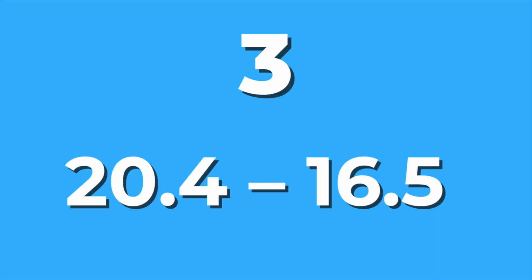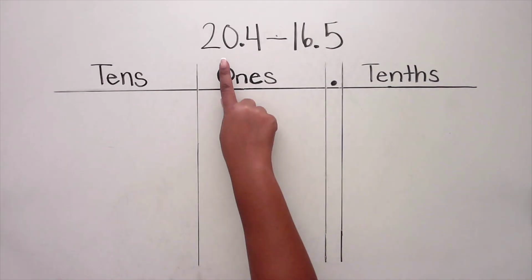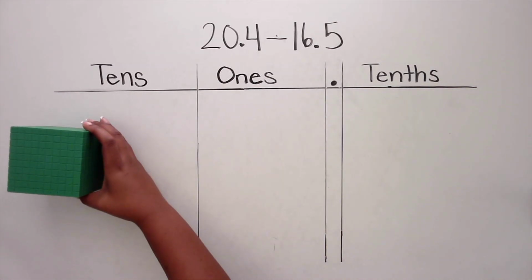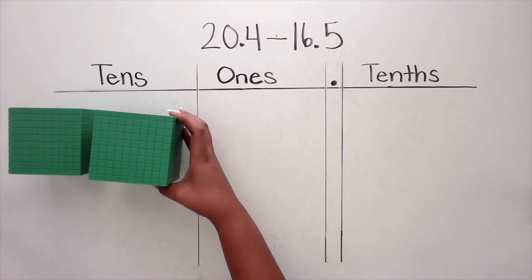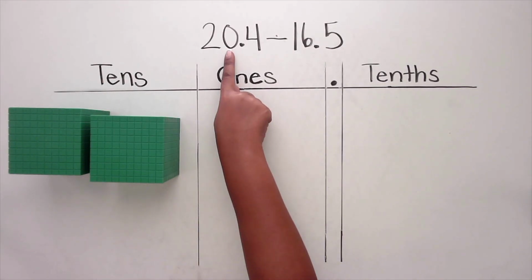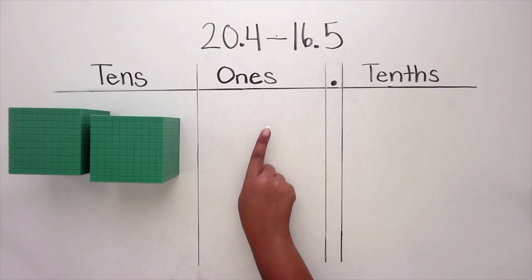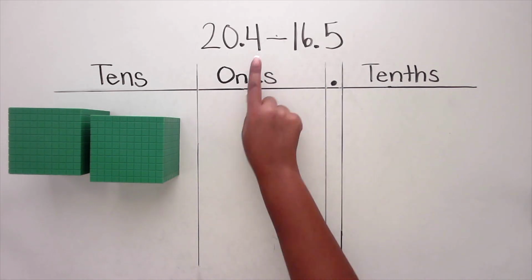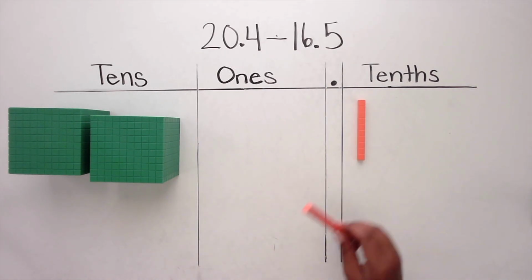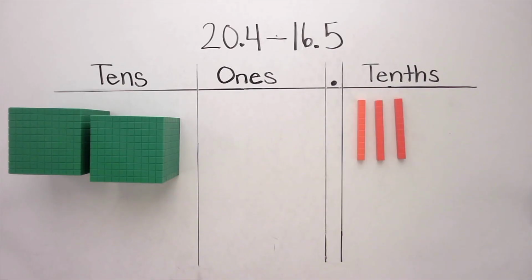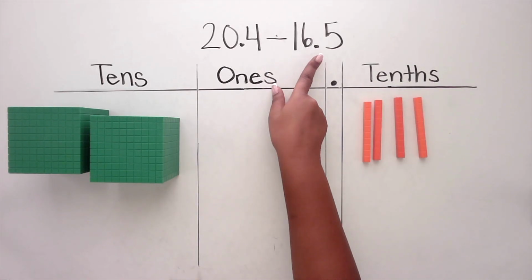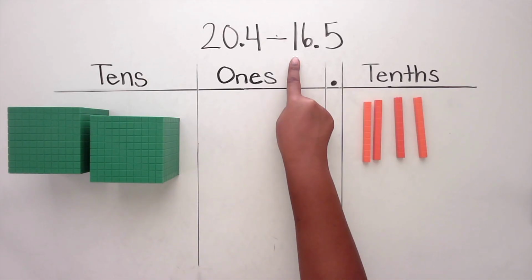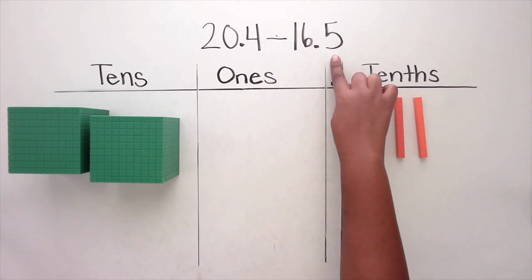Let's look at 20 and 4/10 minus 16 and 5/10. I'll represent 20 and 4/10 using 2 large cubes for the tens. There are 0 ones, so 0 flats, and I'll use 4 rods for the 4/10. To subtract 16 5/10, I'll need to remove 1 large cube, 6 flats, and 5 rods.